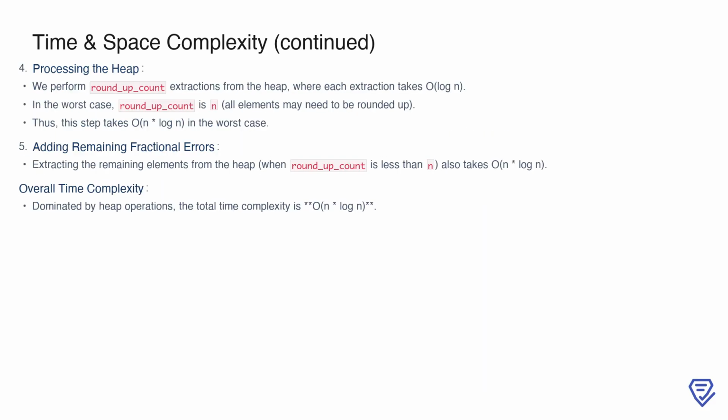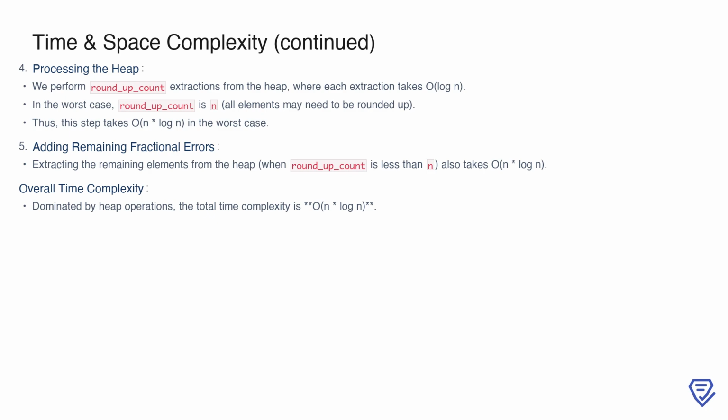Processing the heap is the next major component of the solution. Here, we perform round_up_count extractions from the heap. Each extraction operation takes log n, and in the worst-case scenario, round_up_count could be equal to n, meaning all elements require rounding up. This makes the time complexity of this step n * log n.